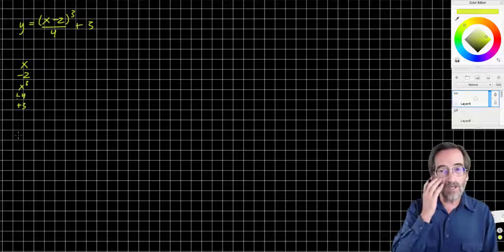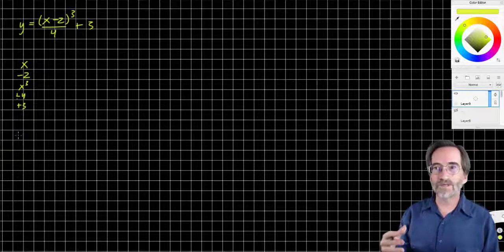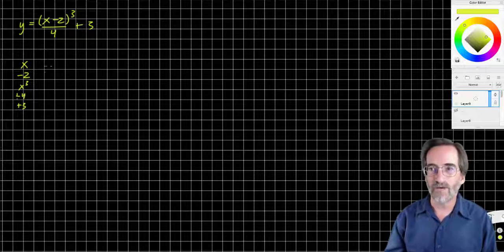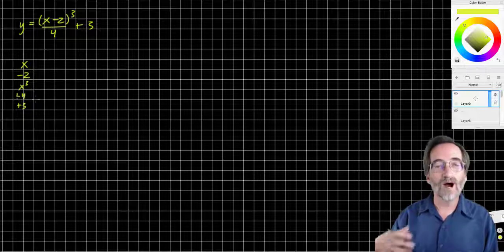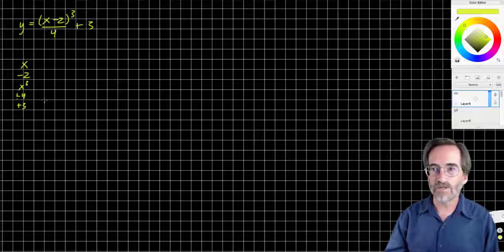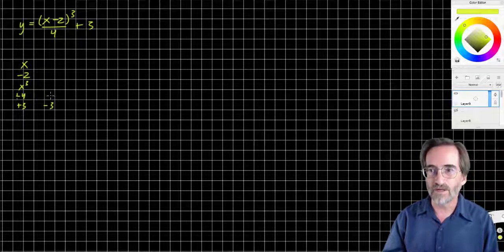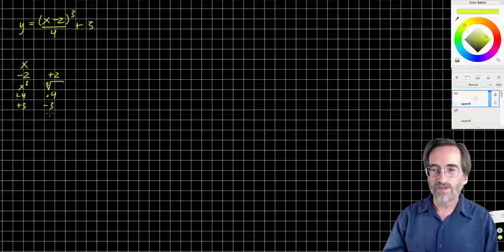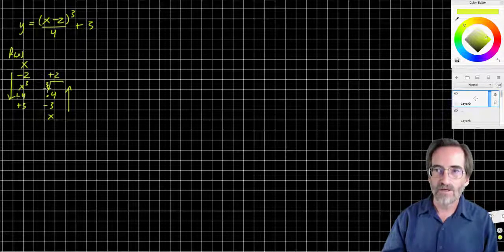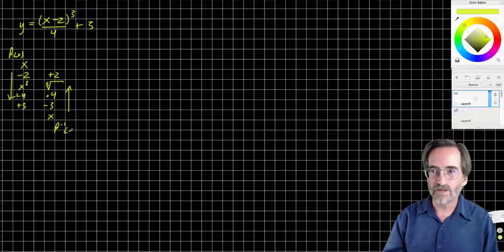If we're going to undo or reverse the damage done to x by y here, by f of x we'll call it, we're going to do the opposite things in the opposite order. So instead of plus 3, we're going to minus 3. Instead of divide by 4, we're going to multiply by 4. Instead of cube, we're going to cube root. And instead of minus 2, we're going to plus 2, right? And so we're going to take x and do all those things to it, going in that order. Okay, so this will be f of x, and this will be f inverse of x.